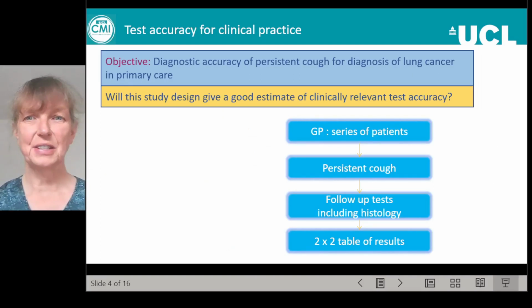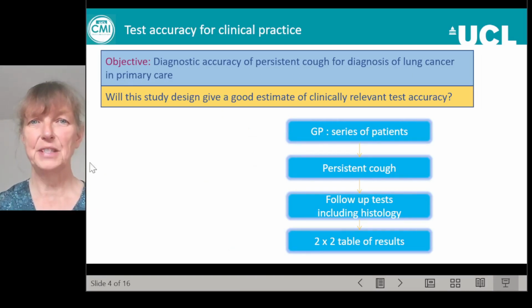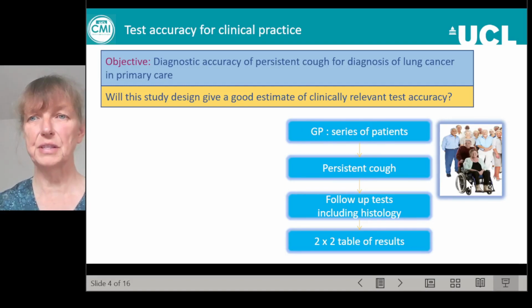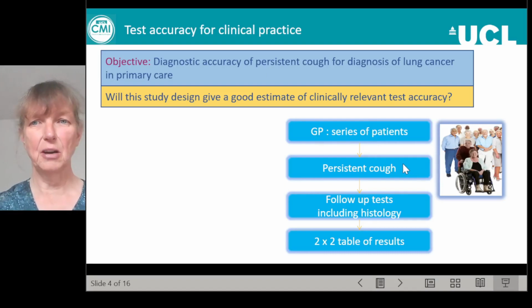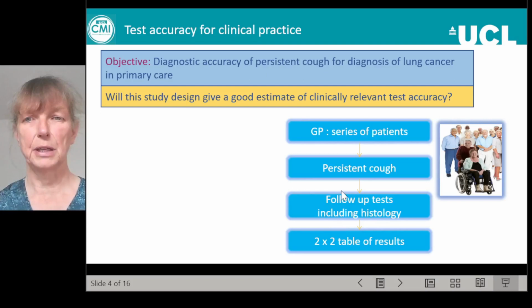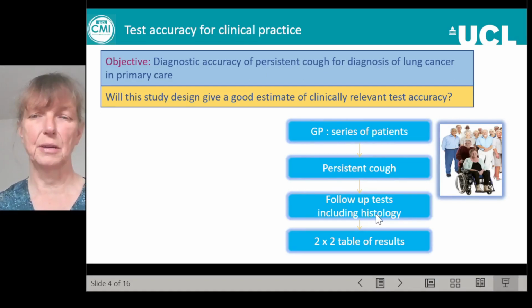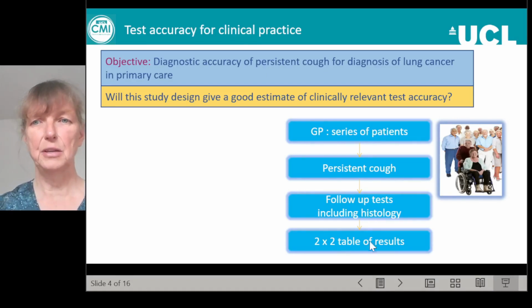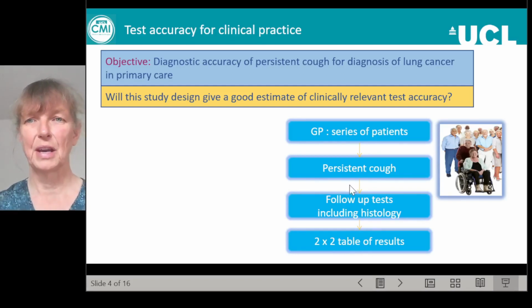Okay, so here's another design. This is where we want to know the accuracy of the cough in primary care. So we go to the GP and we recruit a set of patients from the GP, and they look more like this. They're asked whether they have a persistent cough, and that's recorded in their GP record. Then we look at the follow-up tests and find out whether they actually developed lung cancer, including imaging and histology that we link with. And then you do a 2x2 table of those results and get our accuracy of persistent cough for diagnosis of lung cancer.